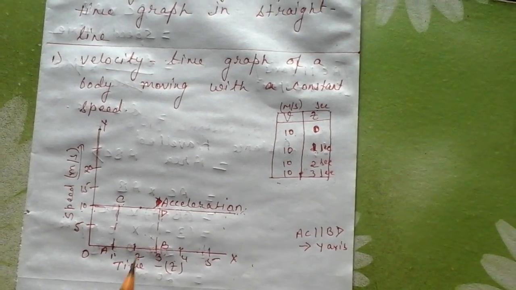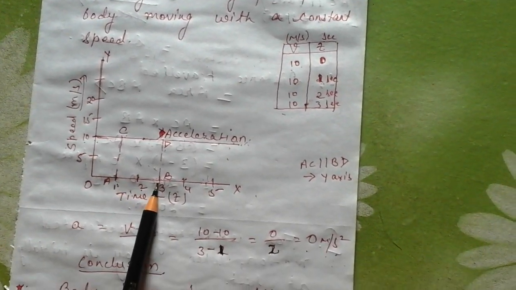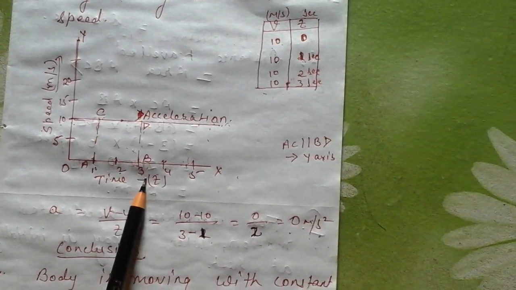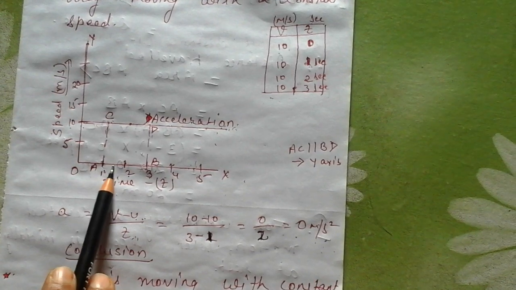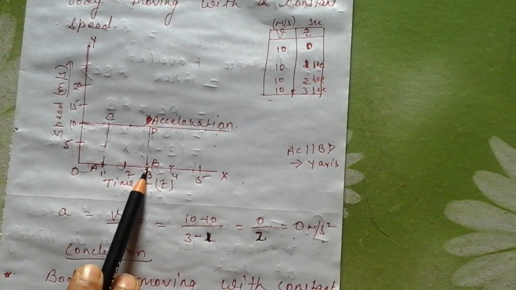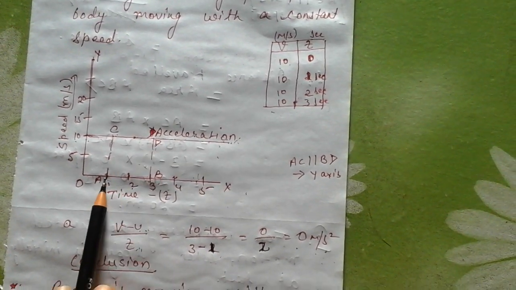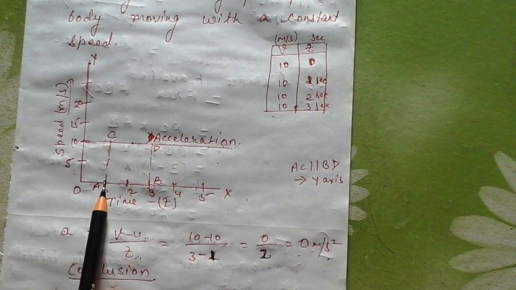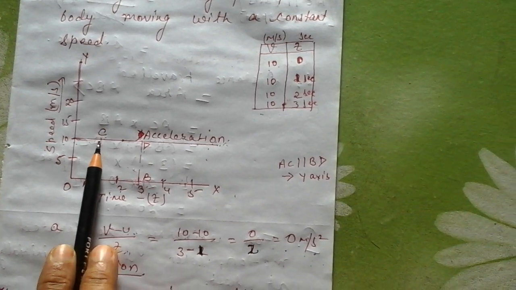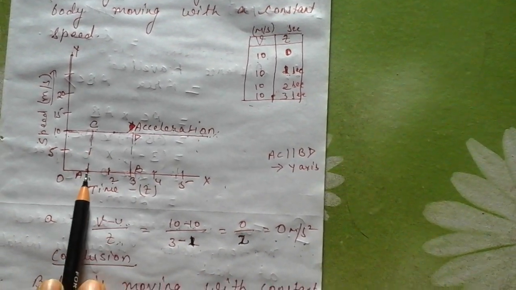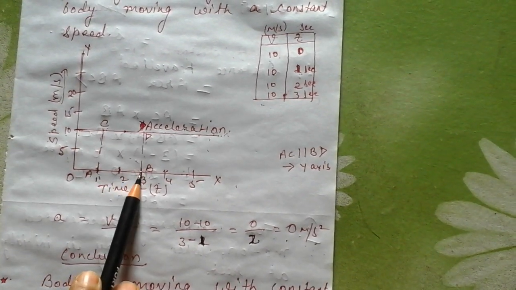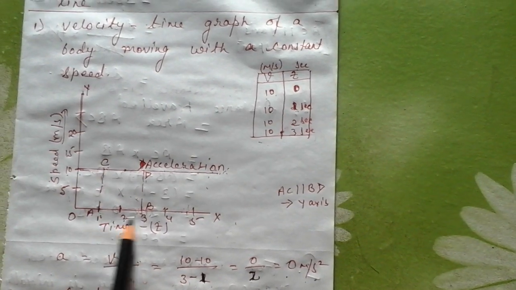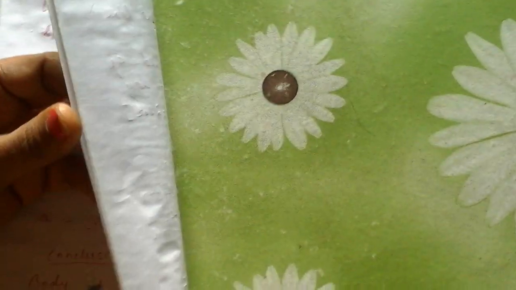Now let us calculate the distance travelled by the body from the first second to the third second. Now you see here, when the body is covering this distance, at the third second it is 10 meter per second, at the first second 10 meter per second. I have drawn perpendiculars to the graph line to find the relationship. So you see the area covered, A, B, D, C. This area is covered during this time. So how do we calculate the distance?